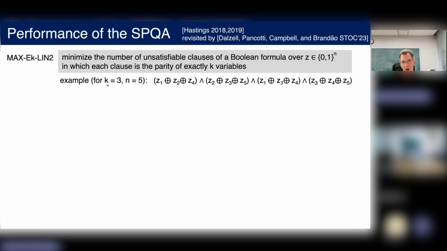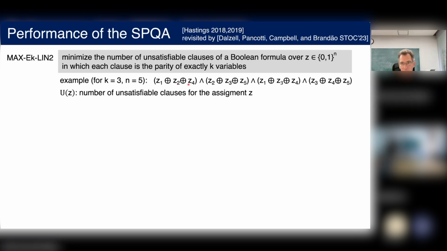So for example, for k equals 3 and n equals 5, so 5 variables, here I have 4 clauses. Each clause is a parity of exactly k variables. And I want to minimize the number of unsatisfiable clauses. I want to find the assignment that minimizes the number of unsatisfiable clauses. I will call UZ the number of unsatisfiable clauses of the assignment Z, and U min the minimum. So I want to find U min.